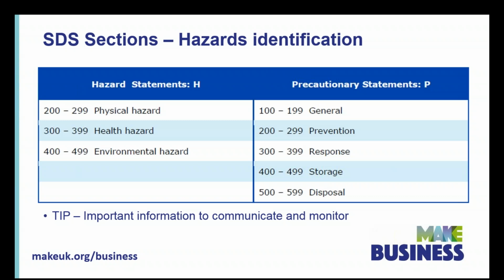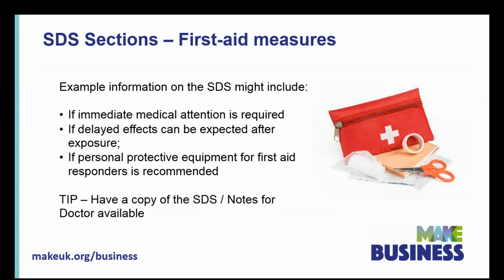That's okay. So moving on to first aid measures, an important one to be aware of is whether immediate medical attention is needed. It will cover things such as delayed effects that could be seen in an employee after exposure, and what personal protective equipment the first aid responders need to wear. Sometimes I've seen first aid stations that don't have the required PPE nearby that might be needed if there is an incident, such as a release or a spillage. So the first aid responders will need the PPE highlighted in the precautionary statements. Tip: have a copy of the safety data sheet or notes for a doctor to hand, to make sure they have the required information and know how to treat someone.